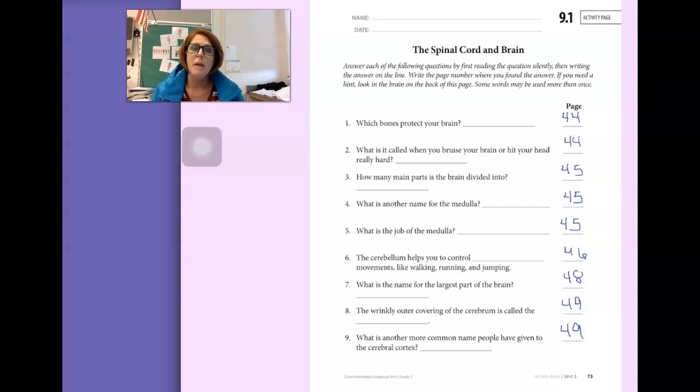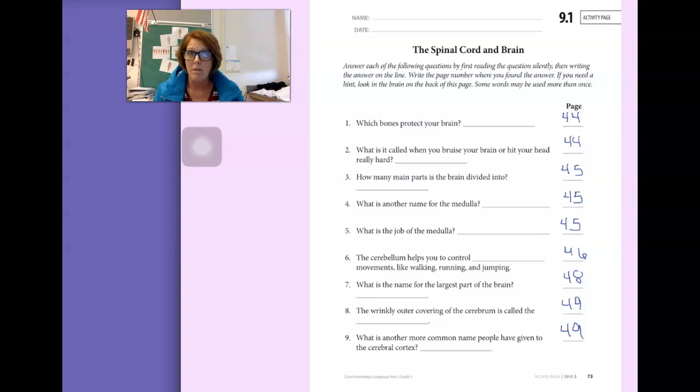You should have done some vocabulary review on a Flippity matching activity. And now we're going to move into the spinal cord and brain. This is using chapter 6 again from your reader. You can go back to yesterday's work and listen to me read chapter 6 again as you're working on 9.1. You can listen to it on the Amplify app, or you can read it yourself.